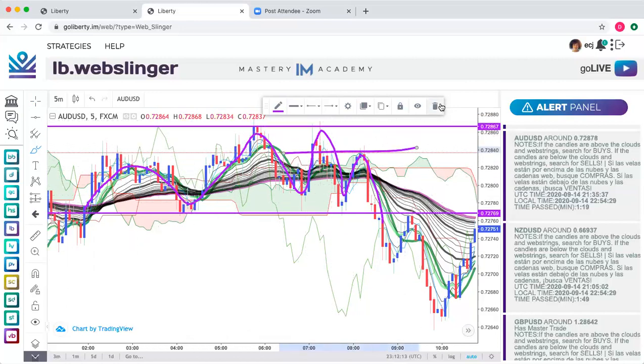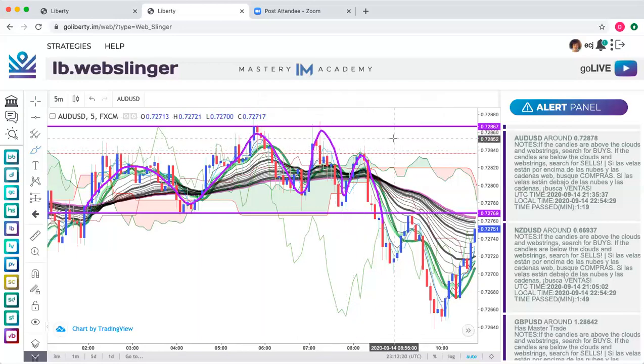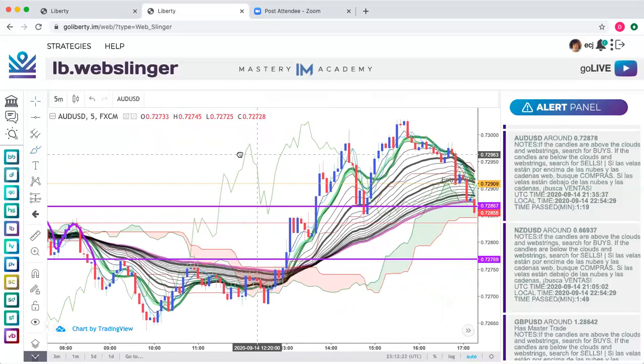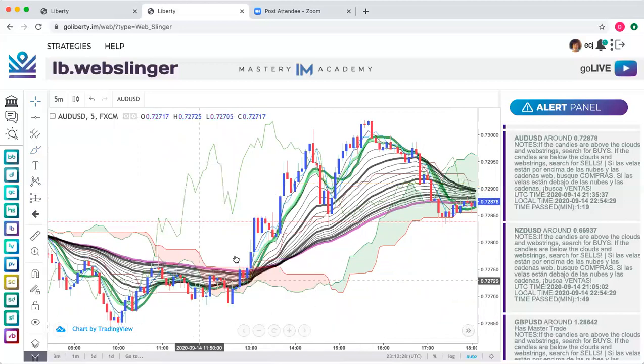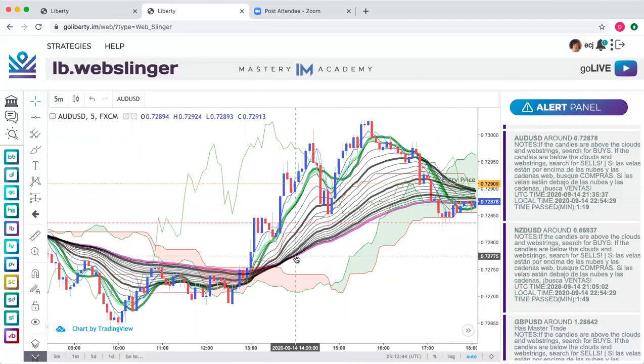Now, another way that you can take trades using the Webslinger strategy is when the market is trending. Now I'm gonna clear some of these lines out for you all. So when the market is moving in a trend, meaning this is an uptrend here, you can take in favor calls. Now, how you do that is you look for the retracement point.